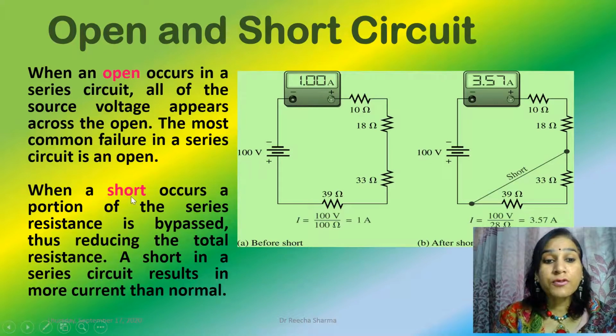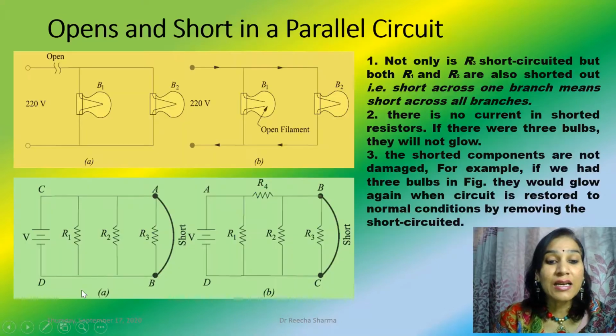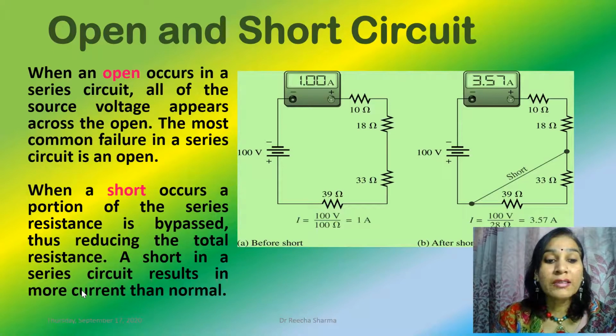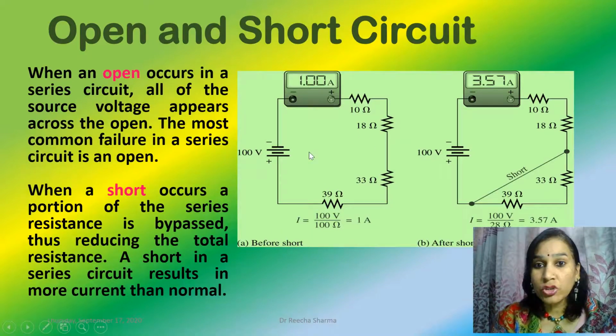And in the case of a short, when a short occurs, a portion of the series resistance is bypassed, thus reducing the total resistance. A short in a series circuit results in more current than normal. Here, as shown in the figure, we have a diagram when there is no short, and here we have the short.